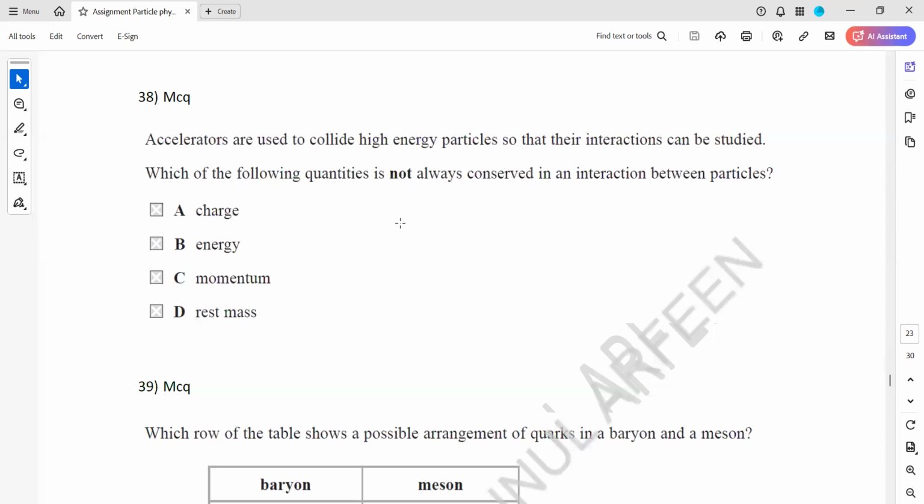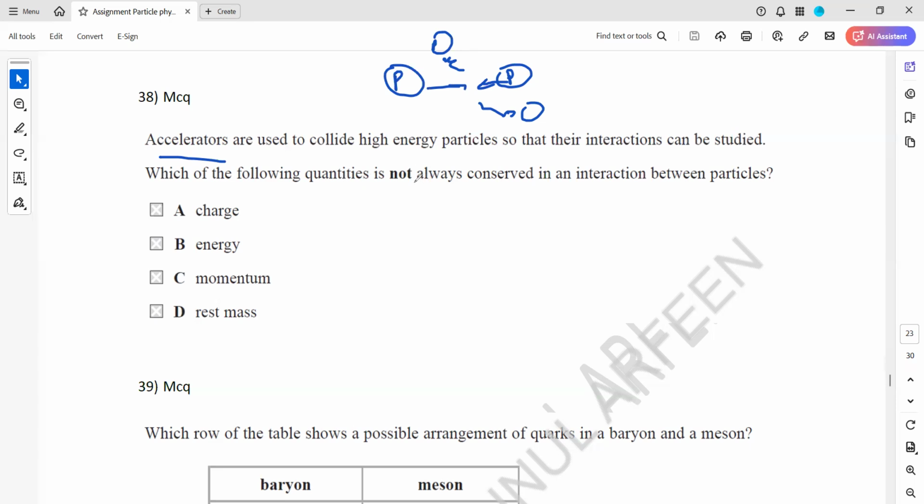In question 36, accelerators are used to collide high energy particles so that their interaction can be studied. What is the main purpose of the particle accelerator? We can collide these particles at high speeds and produce different particles, because energy can be converted into mass or mass can be converted into energy. So it will produce different smaller fragments.